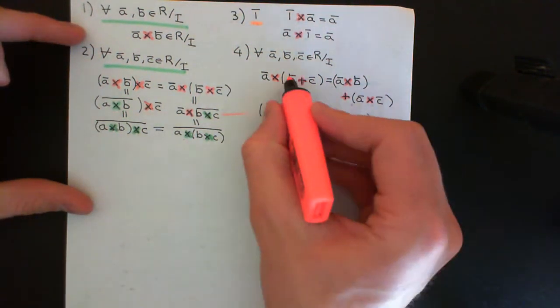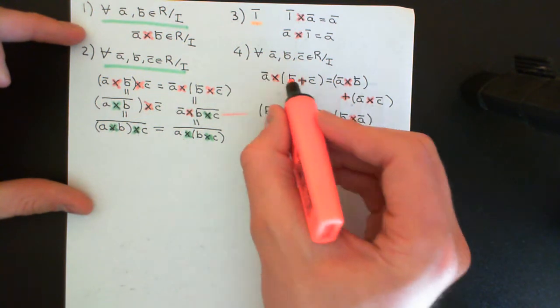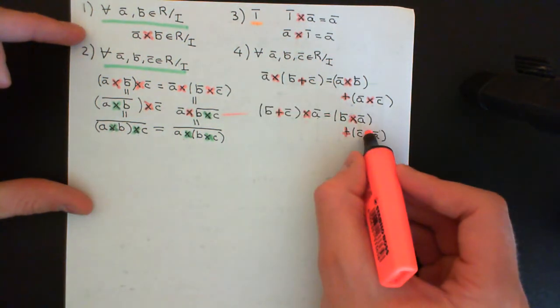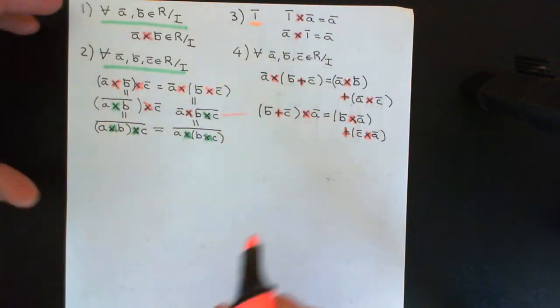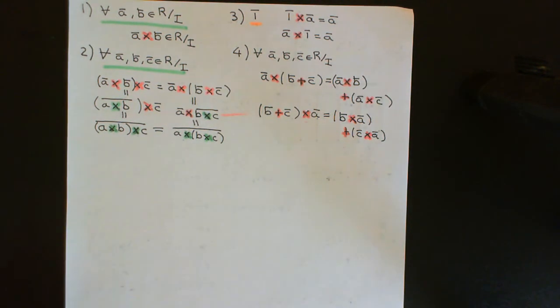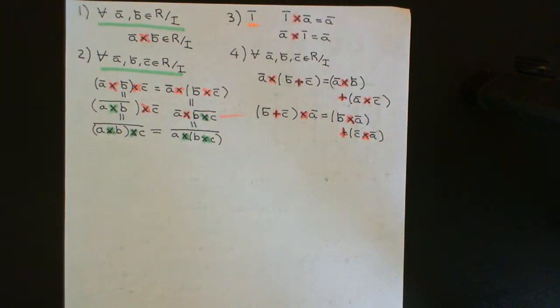So this is left distributivity because the multiplication is on the left, and this is right distributivity because the multiplication is on the right. Okay, so we want to prove that this is the case. We will prove it for left distributivity, and then the proof for right distributivity is exactly the same with trivial modifications.